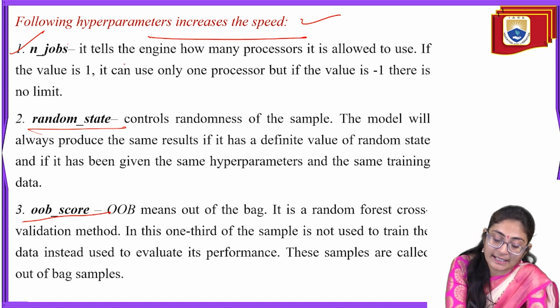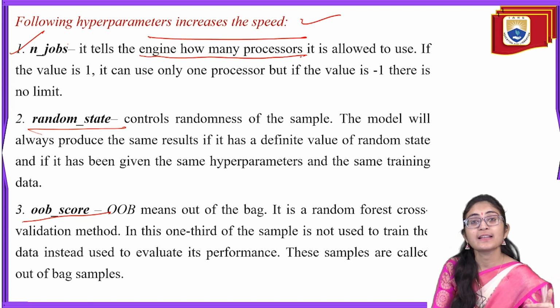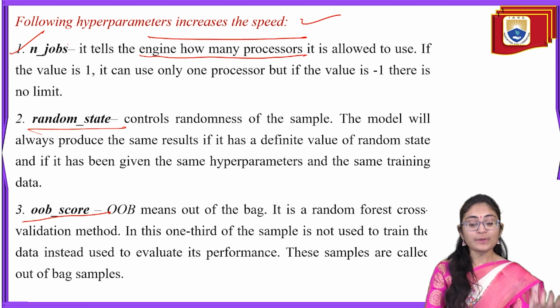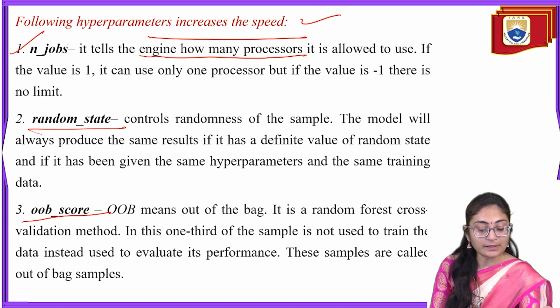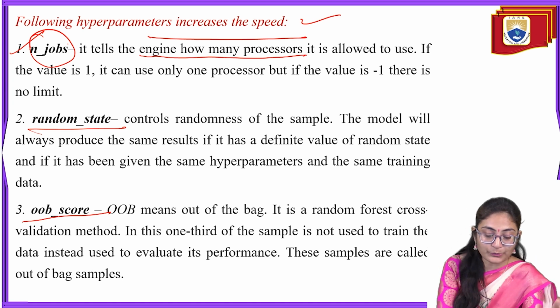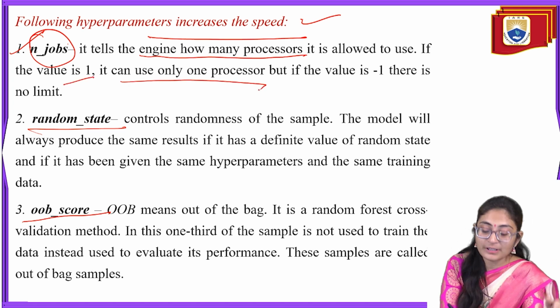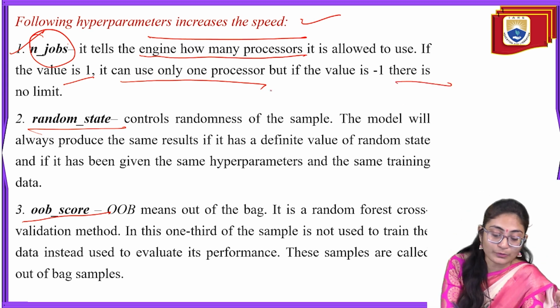n_jobs tells the engine how many processors it is allowed to use. So this is explained by n_jobs. If the value is 1, that means it can use only one processor. But if the value is -1, there is no limit.